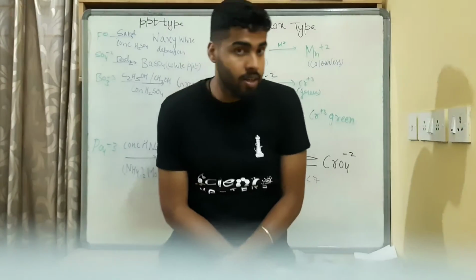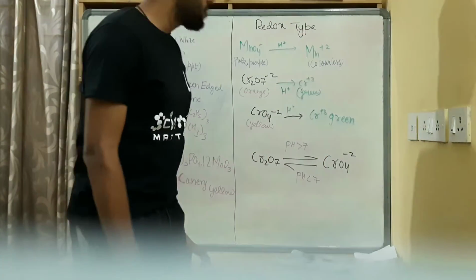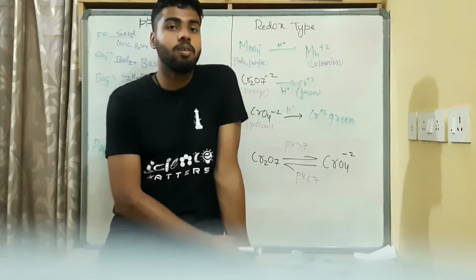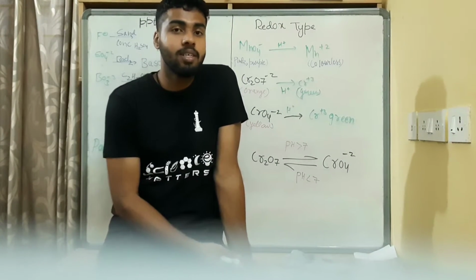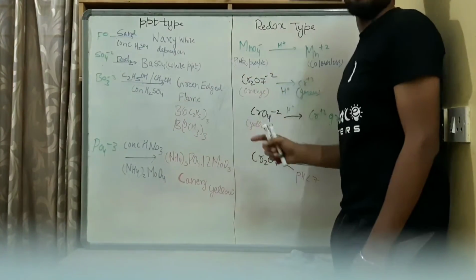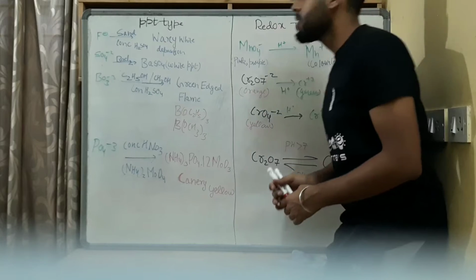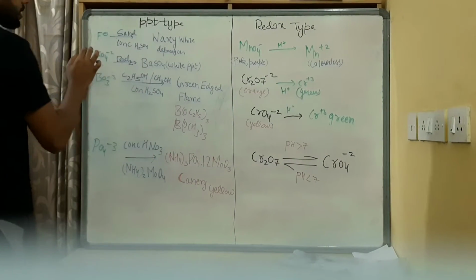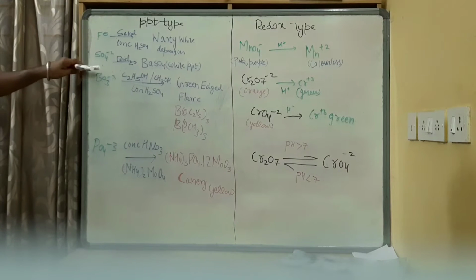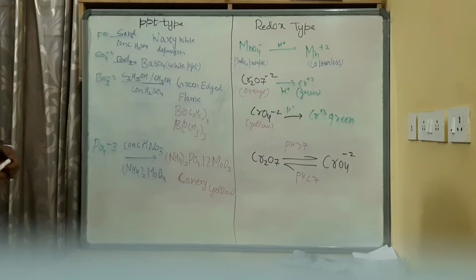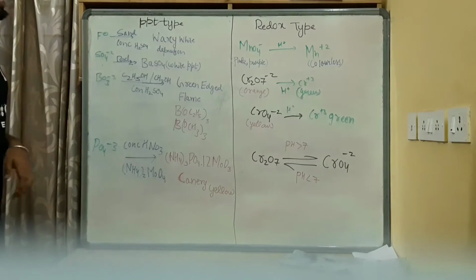And if you remember, I told you if you don't find a volatile product after addition of acids, there are two possibilities. One is the precipitate type and the second one is the redox type. So I told you that in precipitate type there can be fluoride, sulfate, borate, phosphate. So these are all precipitate type of reactions.